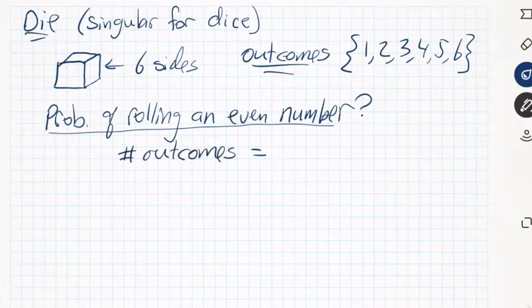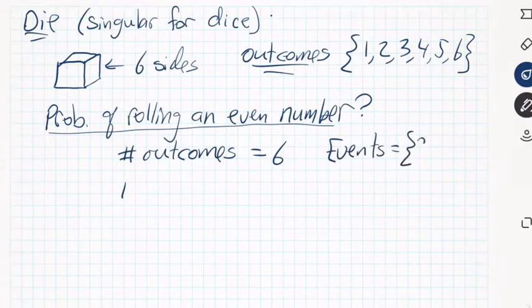There are 6 of them. So the number of events is what I'm interested in. So instead of writing number of events here, I want to come off to the side and say, well, what are the events? So if we're rolling an even number, then the events are going to be a 2, a 4, and a 6. We cannot use an 8. 8 is not on one of the die.